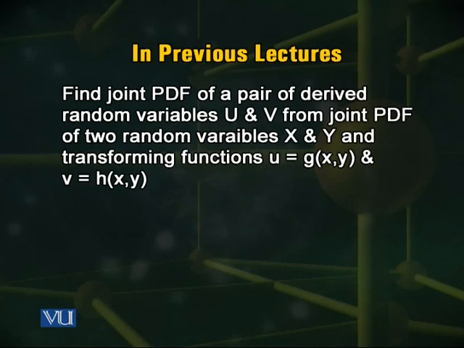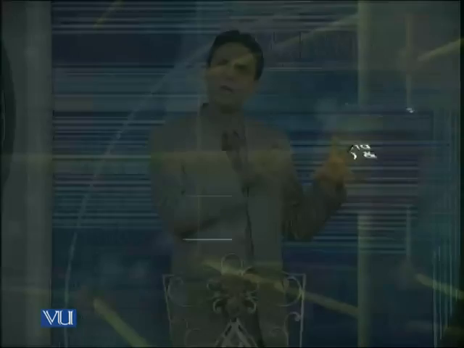Similarly, the values of v are obtained using another function h. So h takes values of x and y and gives out values of v. When we have a pair of derived random variables defined over a pair of underlying random variables, we do not make any assumption about mutual independence of u and v, and find their joint PDF first, from which we can find the marginal densities, and from these marginal densities we can establish if the two random variables u and v were independent or not.